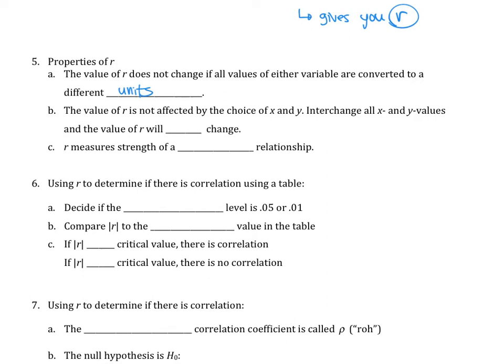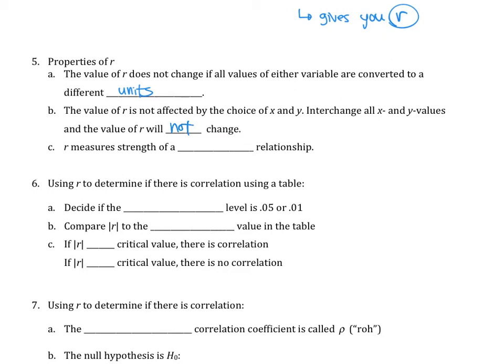Second one, it says the value of r is not affected by the choice of x and y. Interchanging all x and y values will not change r, right? So if x is correlated to the y values, then y is also correlated to the x values. So it doesn't matter if you switch x and y.